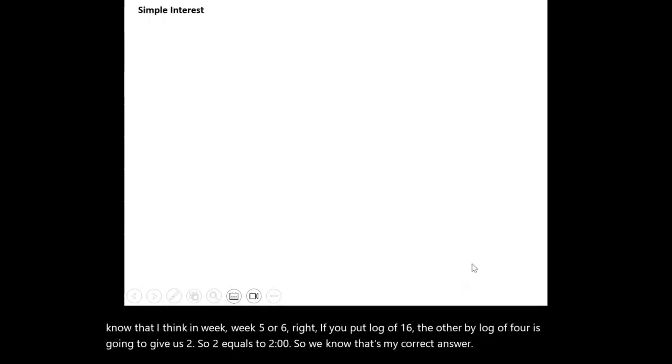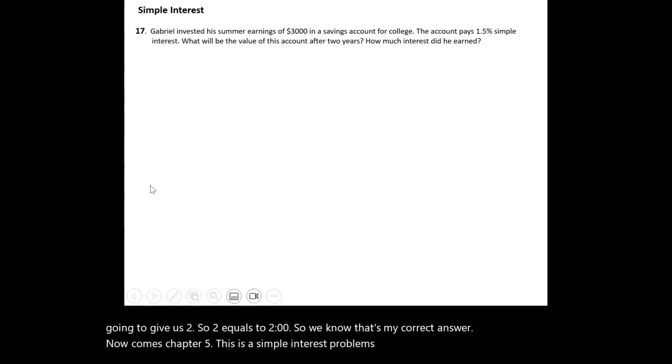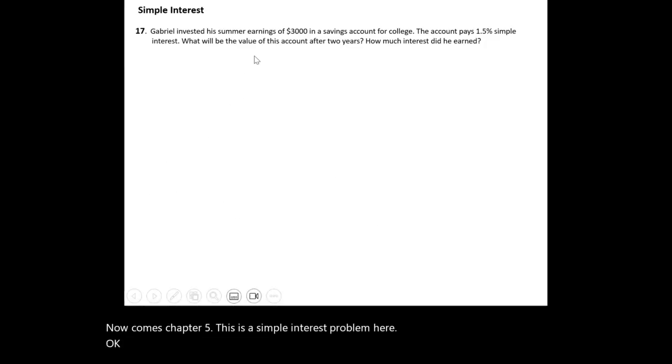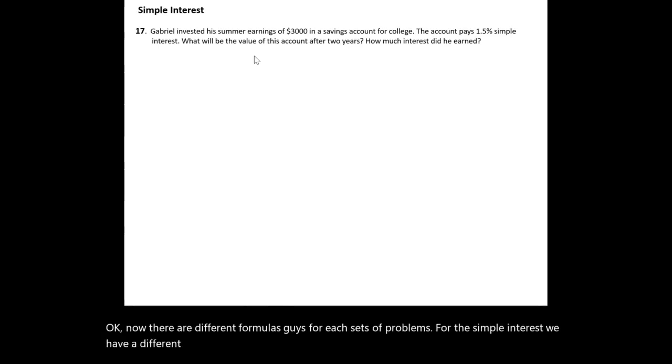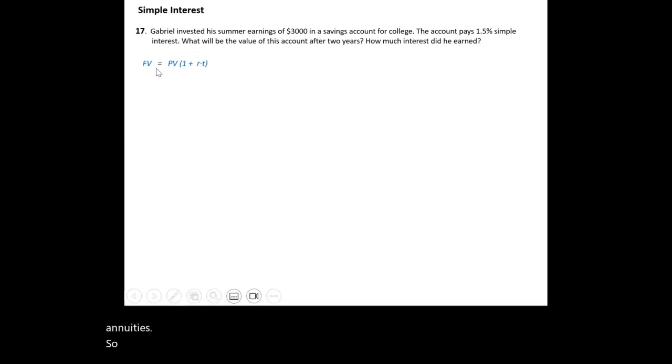Now comes chapter 5. These are the simple interest problems. Now there are different formulas, guys, for each set of problems. For the simple interest, we have a different formula. For the compound interest, also a different formula, and also for the annuities. So in this case, the formula is future value equals present value times 1 plus RT. Right?